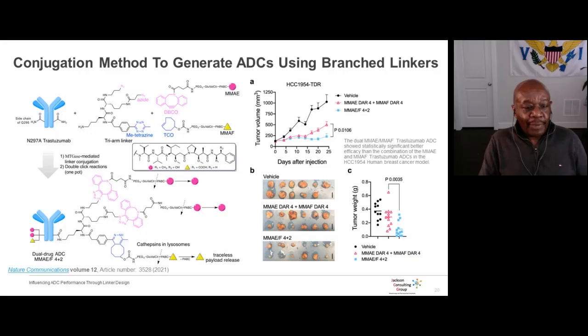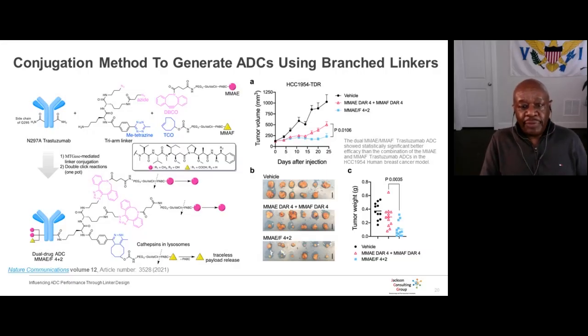This is a one-pot reaction, and I'm pretty sure Matt's going to talk about this a little bit more in his part of the presentation. But the take-home message is that you can get more bang for the buck. You can get two linker payloads conjugated to your ADC, giving you a DAR of between 4 and 2. 2 for the MMAF, 4 for the MMAE. So the question is, what's the advantage of doing this?